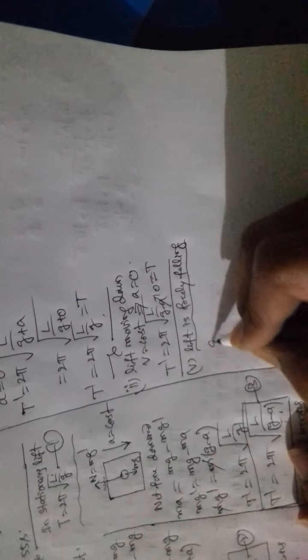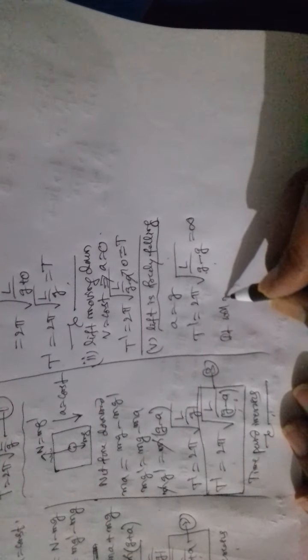For a freely falling body, a is equal to g, and for the moving down lift, the formula we derived is T' = 2π√(L/(g − a)). In place of a you substitute g. g minus g is 0, and something divided by 0 gives infinity. So the time period is becoming infinity. It means it will not oscillate. The simple pendulum will not oscillate.